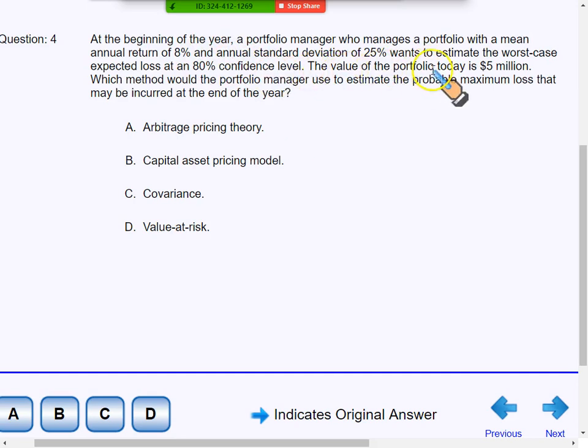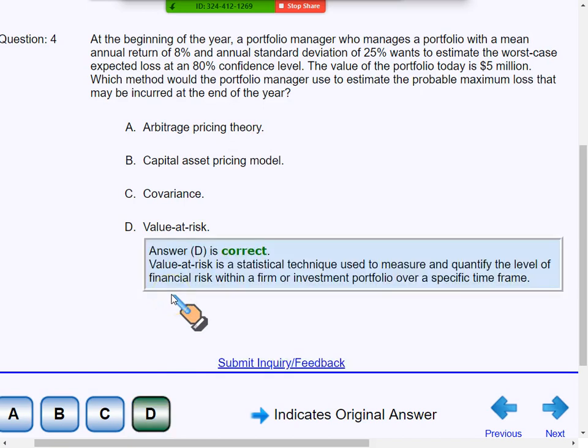So the value of the portfolio today is 5 million. Okay, fine. Which method would the portfolio manager use to estimate the probable maximum loss, maximum gain, maximum cash inflow, maximum or minimum net present value of the project that may be incurred at the end of the year? It's value at risk. D.